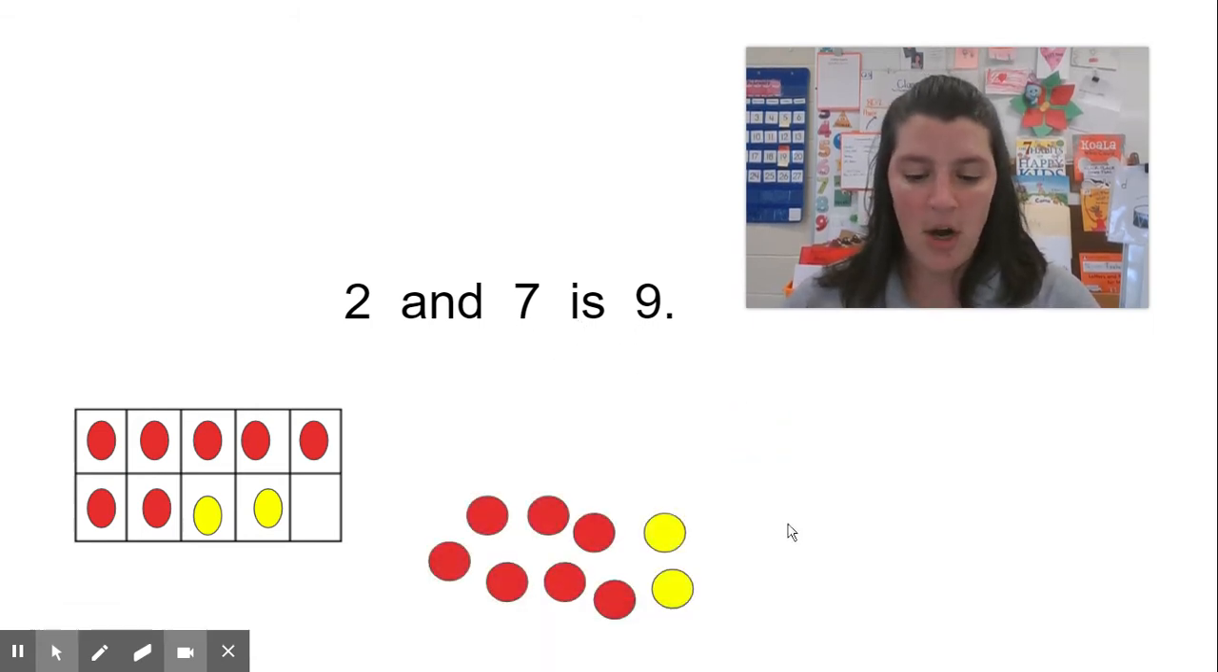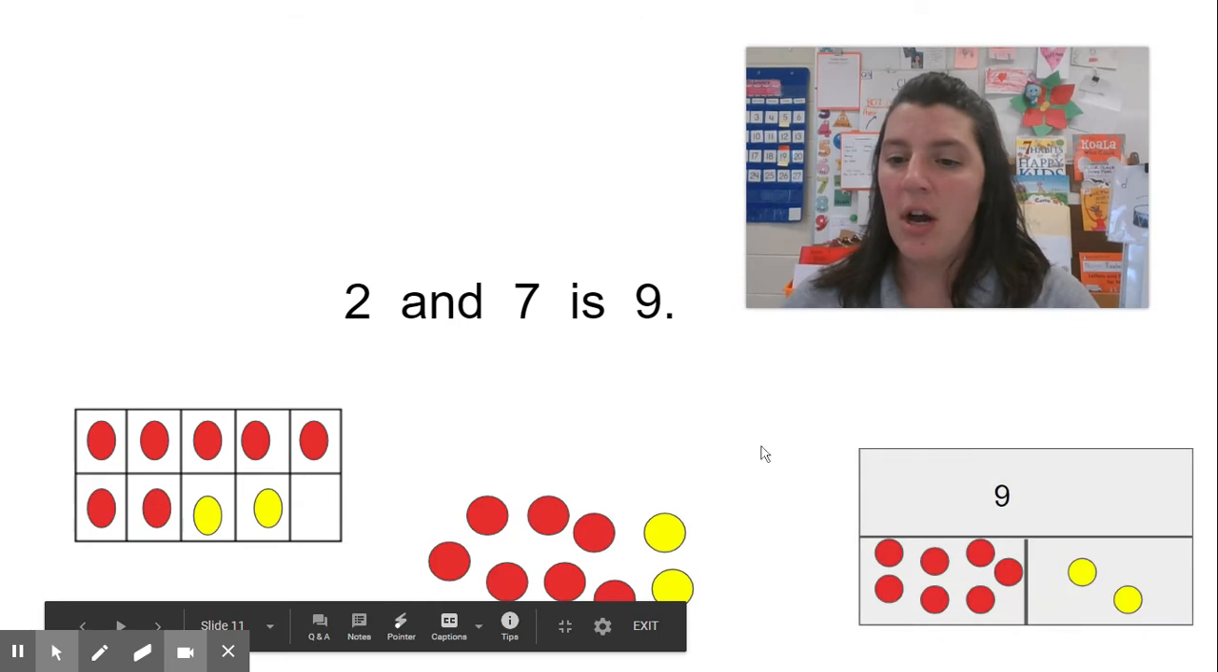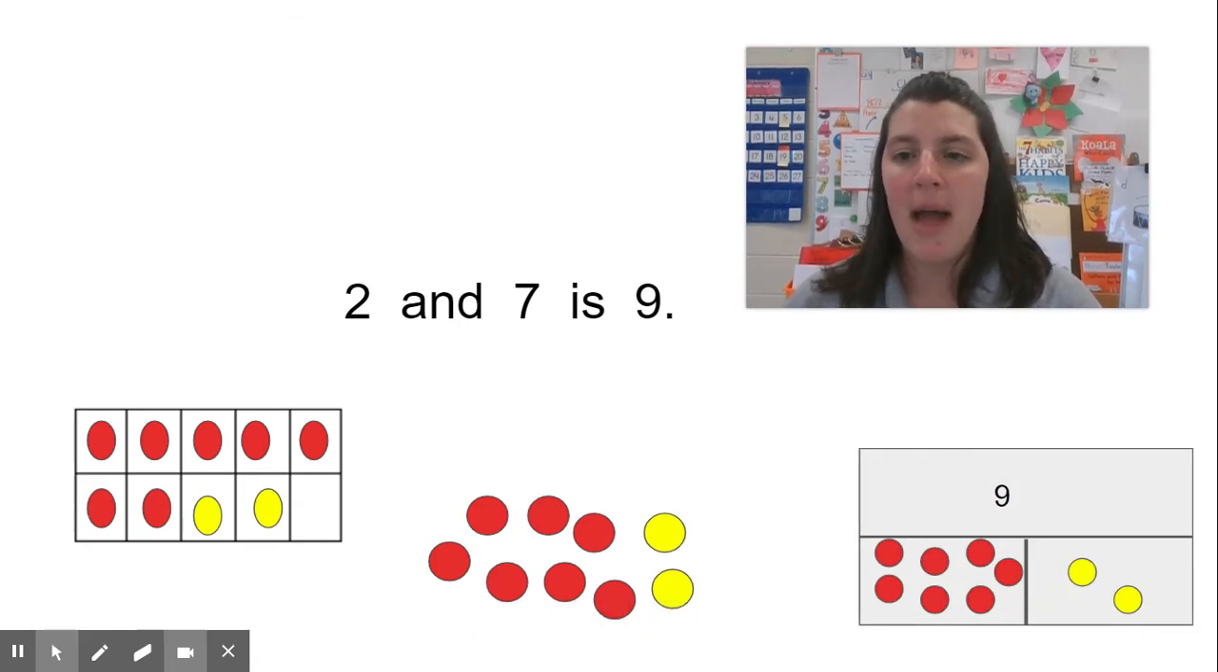Next, we saw a set of red dots and a set of yellow dots. And then you saw a mat. We would call that a part whole mat. You might remember that from Mrs. Whitley. So those are all the different things we saw. Now let's talk about what you noticed.